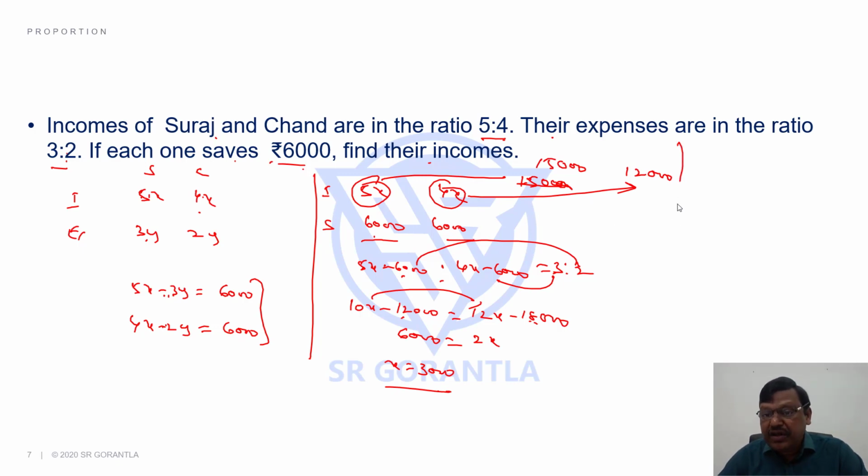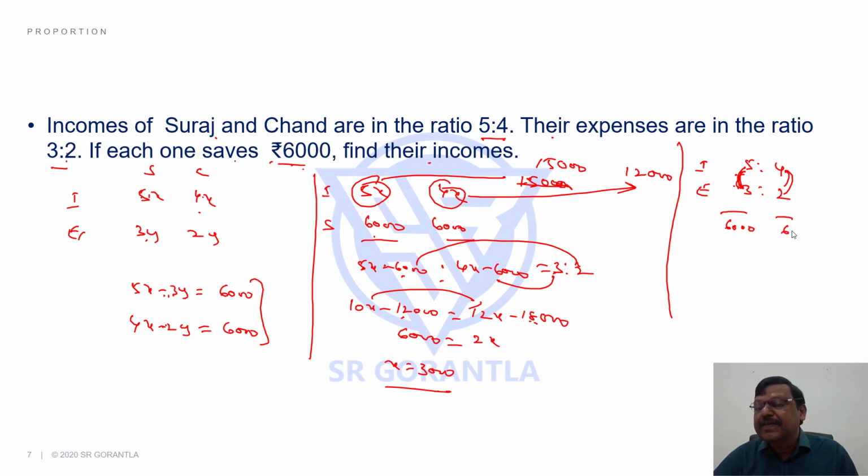And there is a shortcut here. If you observe, the incomes are in the ratio 5:4. The expenses are in the ratio 3:2. This is a special case. It's not possible all the time. It's possible here because what is the difference in the number of shares? 2 shares. Here also 2 shares. Both cases I have a difference of 2 shares. And both cases I have a difference of 6,000 between income and expenditure.